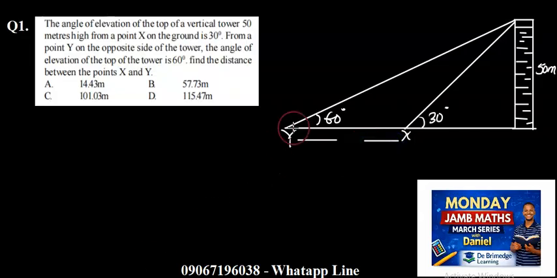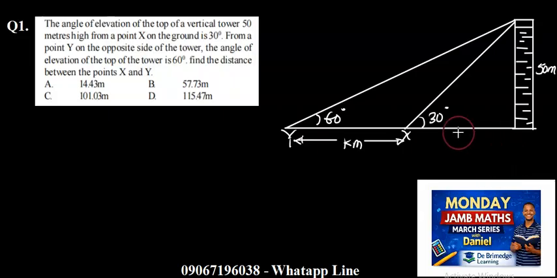So this is basically what we are to do. You must first of all get your diagram right. So we're looking for this distance. Let's call this point K meters. Now, this is our diagram. For us to solve this question, we will need to use compound triangles.